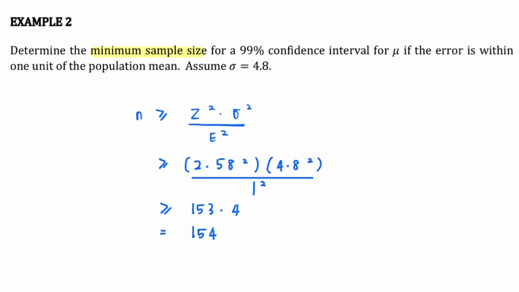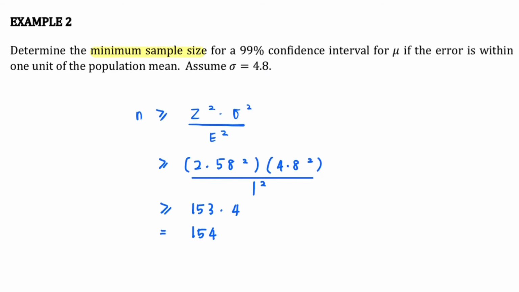Example number 2. Determine the minimum sample size for a 99% confidence interval for mean if the error is within 1 unit of the population mean. Assume sigma is 4.8. So just write the formula first. The Z value when you have 99% CI is 2.58. Sigma is given, 4.8. And then what is your error here?